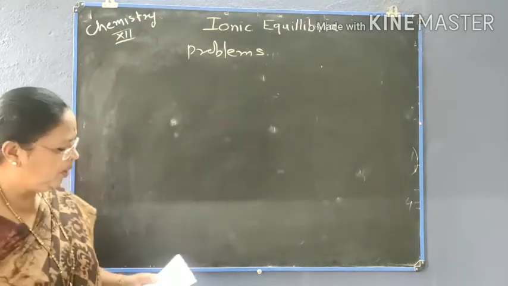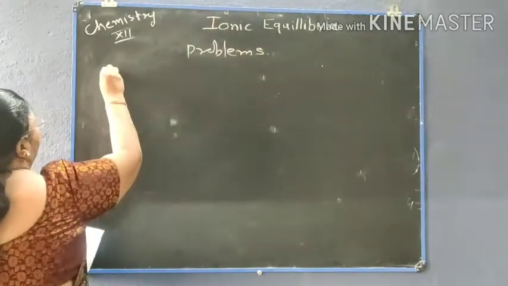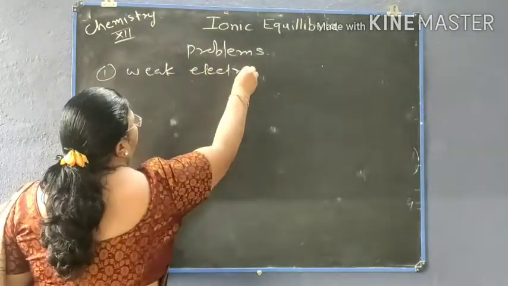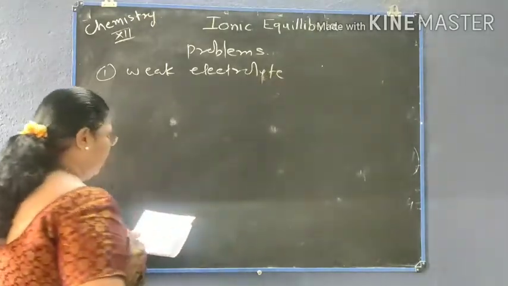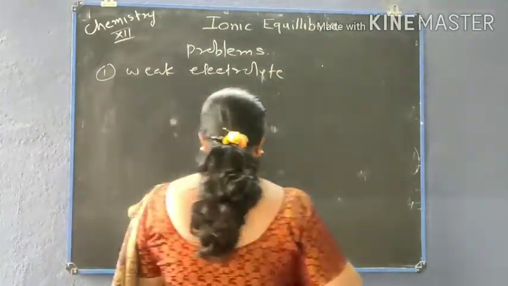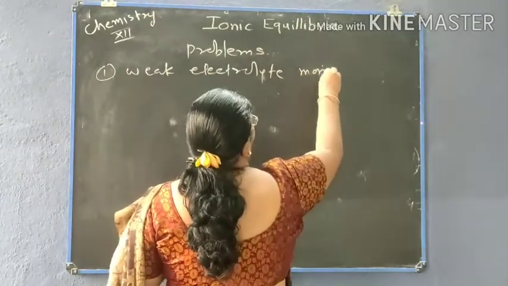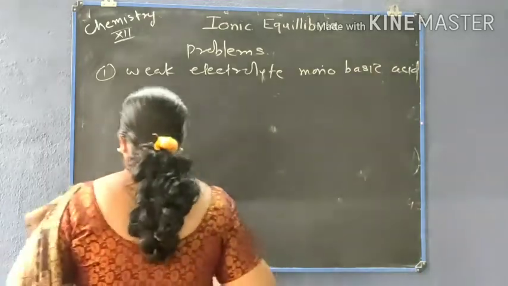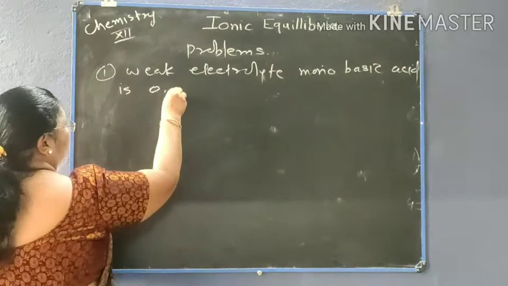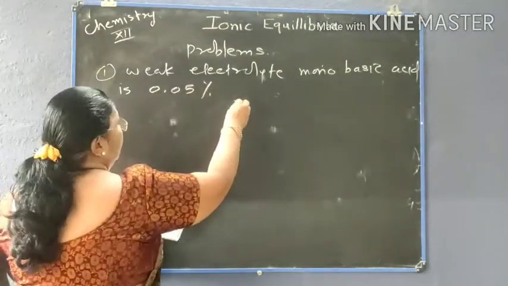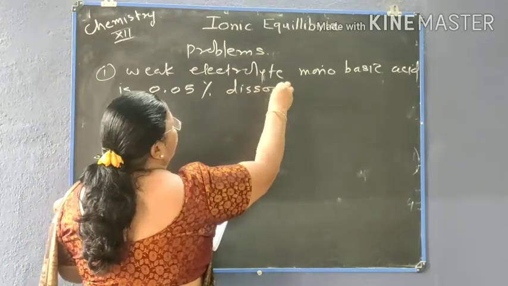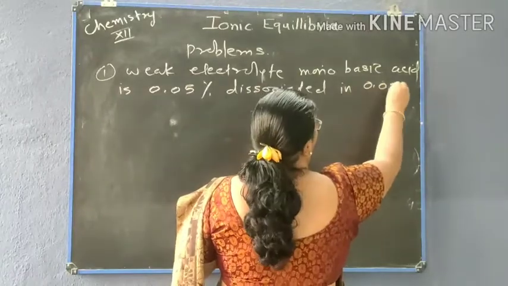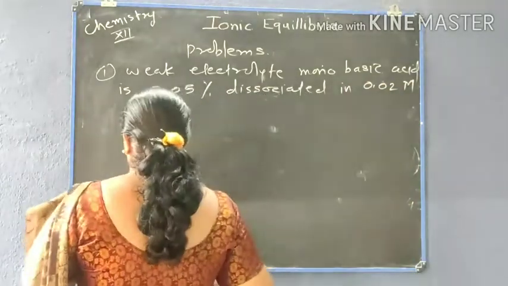We will see the first problem. A weak electrolyte such as a monobasic acid is 0.05% dissociated in 0.02 molar solution.